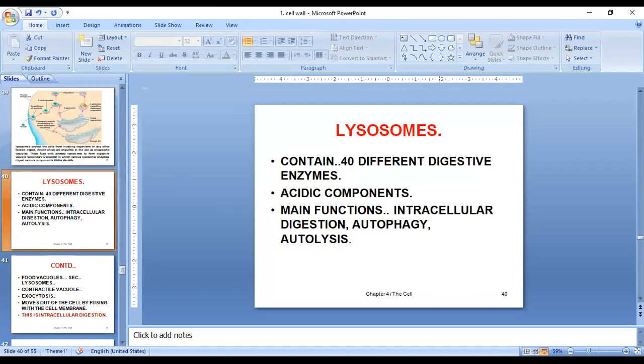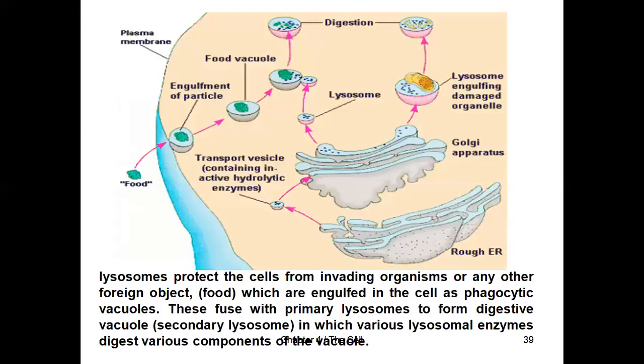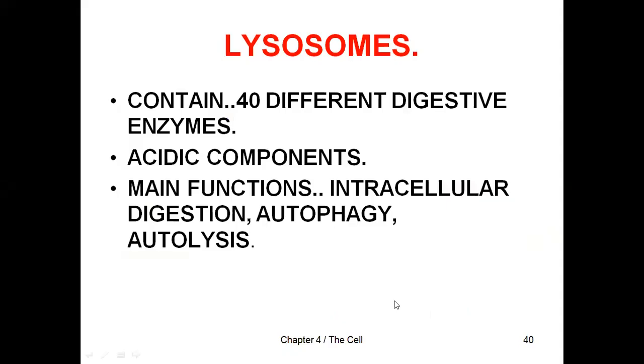Okay, now yeah. This is the production of the lysosomes. Look here now. This is the food vacuole. This is the engulfing of the food vacuole, and this is the combination, and this is the secondary lysosome. Okay, digestion of food. This is the engulfing of damaged organelle like mitochondria, and then the digestion, and then removal from the body in the form of contractile vacuoles.